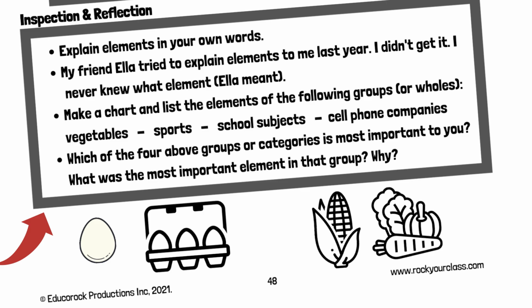Make a chart and list the elements of the following groups or wholes: vegetables, sports, school subjects, cell phone companies. Which of the 4 above groups or categories is most important to you? What was the most important element in that group? Why?